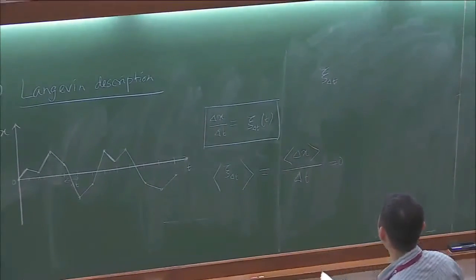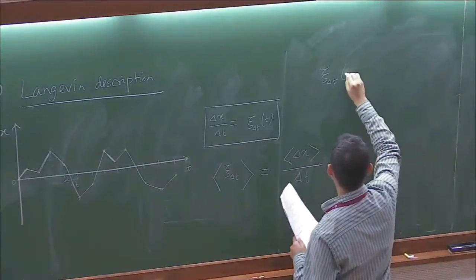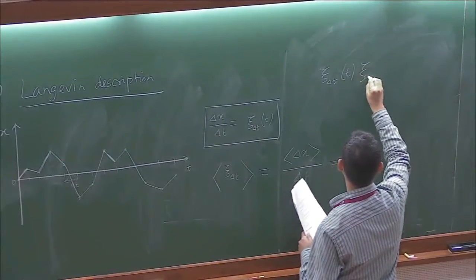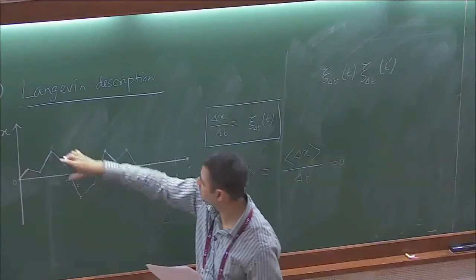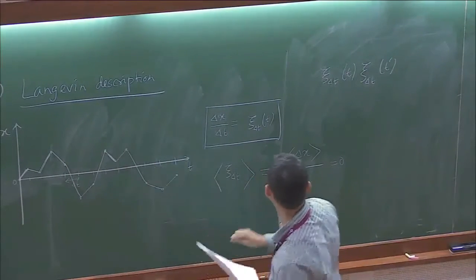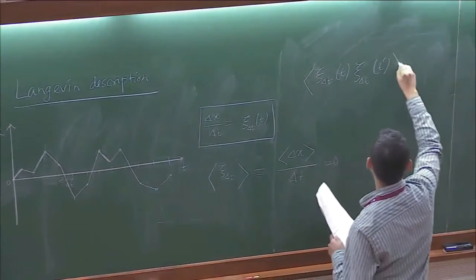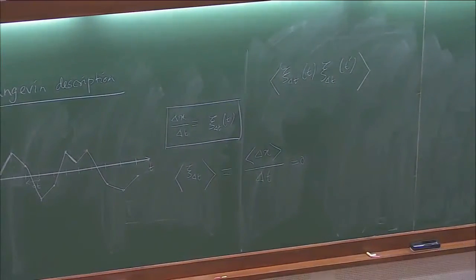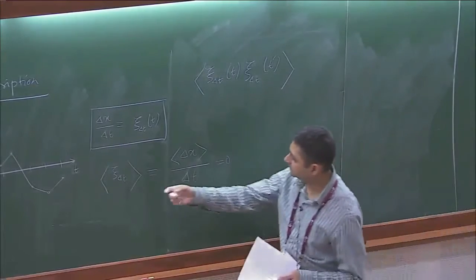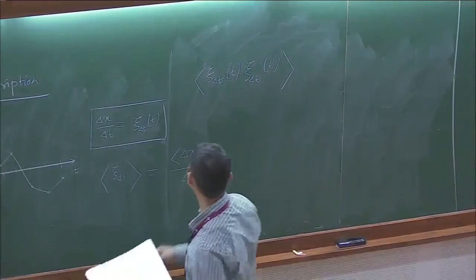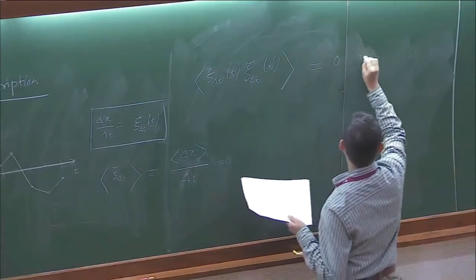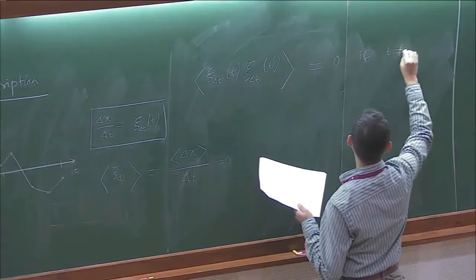Delta t at some time t, and delta t at some time t prime. So this is a noise here, this is a noise there, right? So I look at there. If t is not equal to t prime, then this is again 0, because that will be related to delta x somewhere here and delta x somewhere there, right? So this is equal to 0 if t is not equal to t prime.